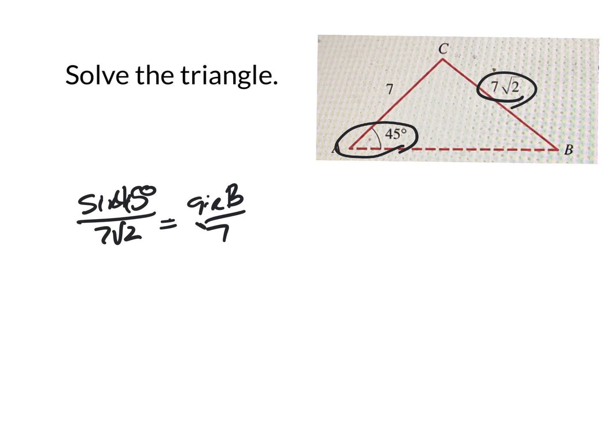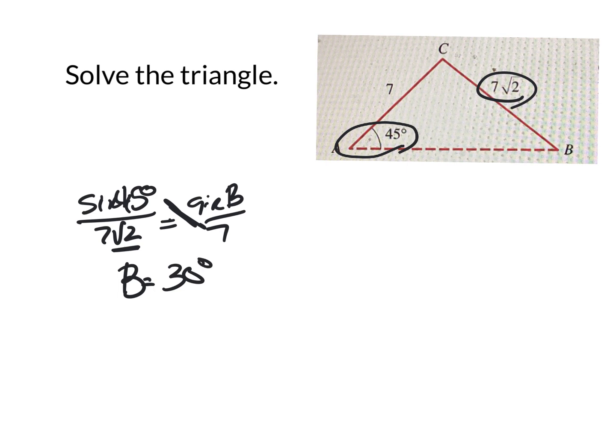Now, work it the same way, except there's one difference from what we did yesterday, and that is this. I'm going to cross multiply this way and divide by the 7 times the square root of 2, and that's going to give me what sine B equals. Not what B is, but sine B. So I have to take the inverse sine of that answer to figure out what big B is. And it's telling me B is 30 degrees.